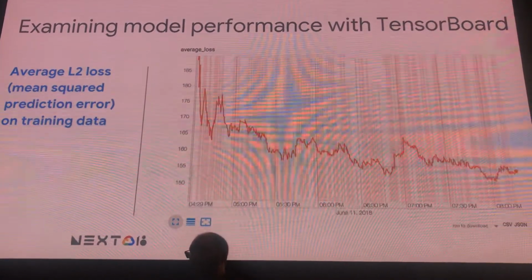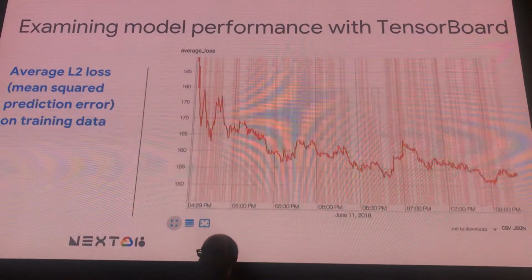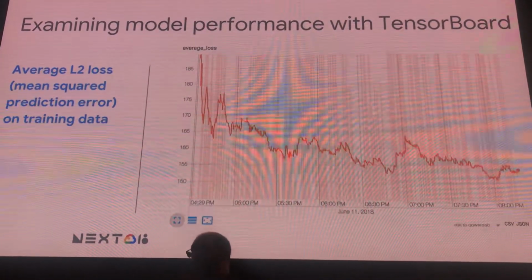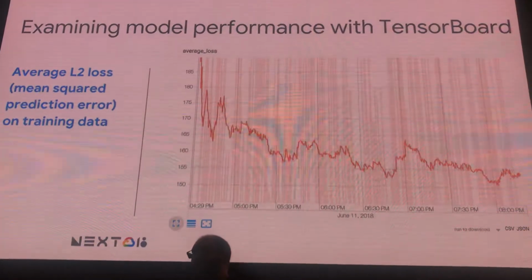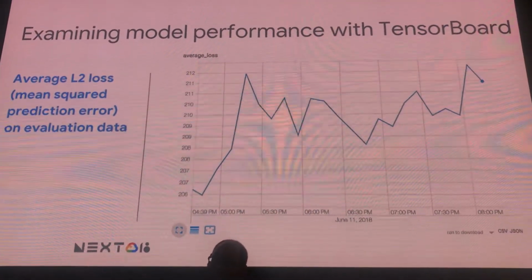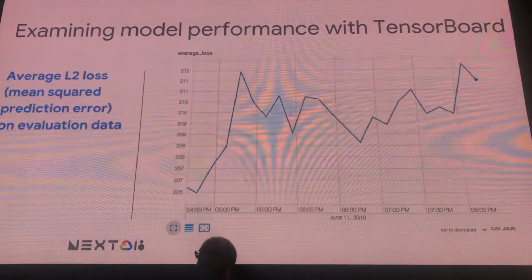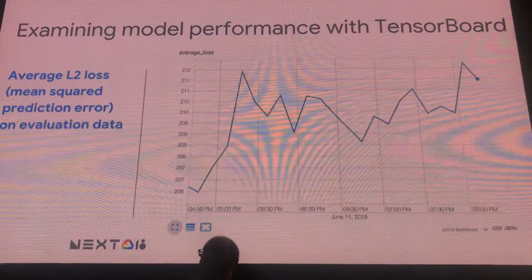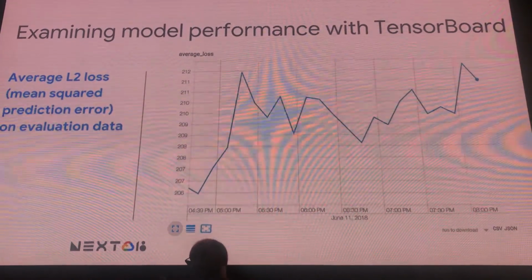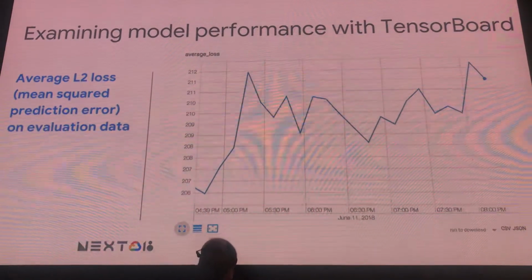But this doesn't necessarily mean that the model is becoming better in its predictions, because what we really care about is the quality of generalization. And when we look at the L2 loss for evaluation data, we see that the model starts around 206 after 30 minutes of training. And then actually, you can see that loss on evaluation data increases slightly to around 210, 211.